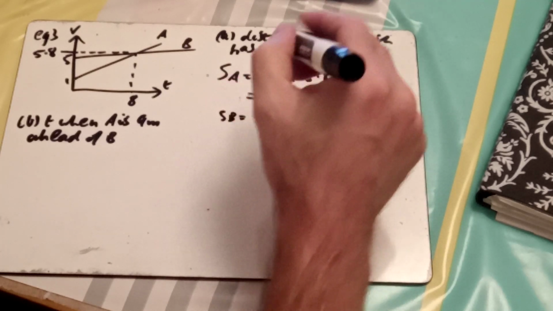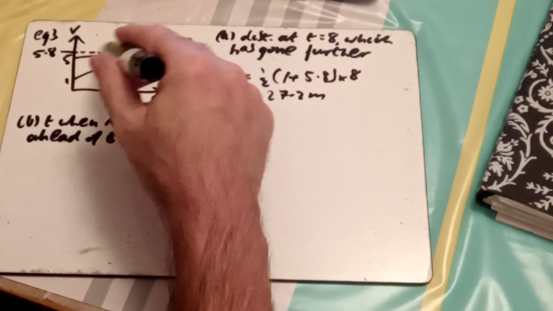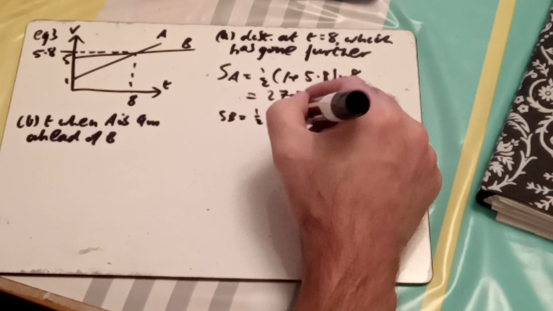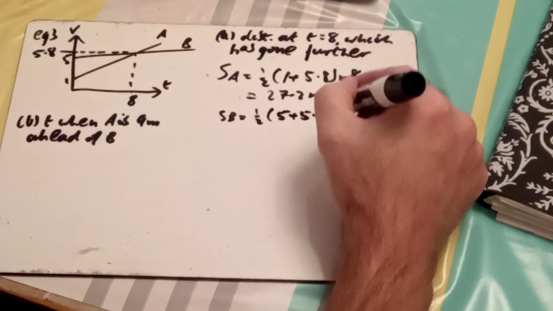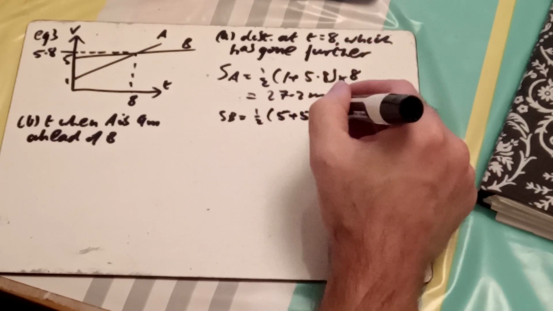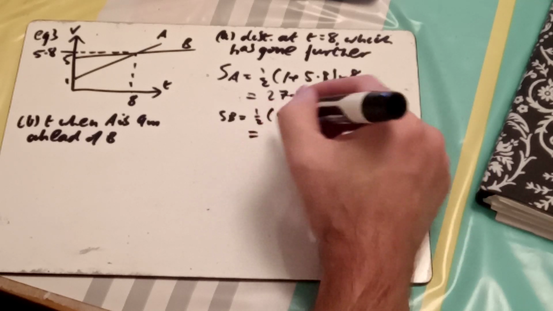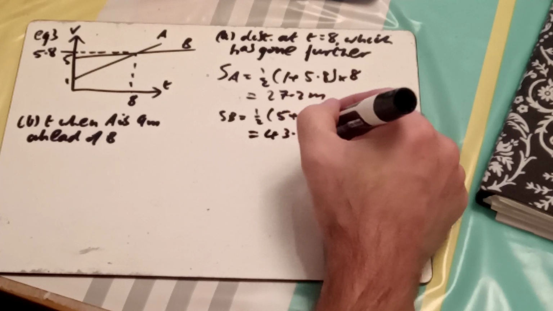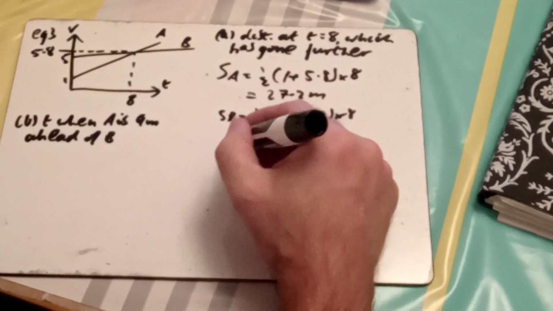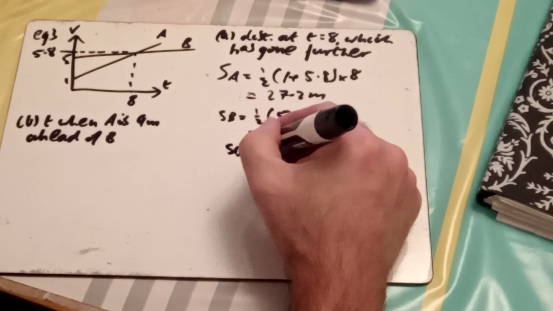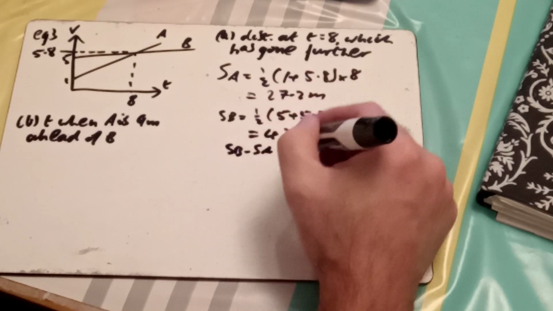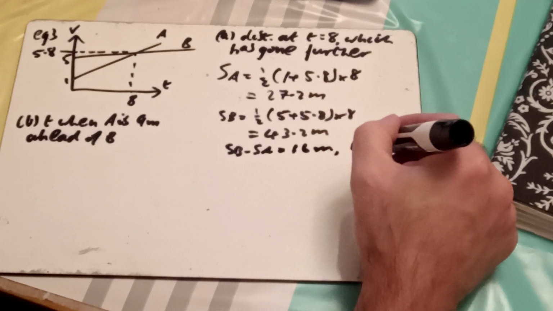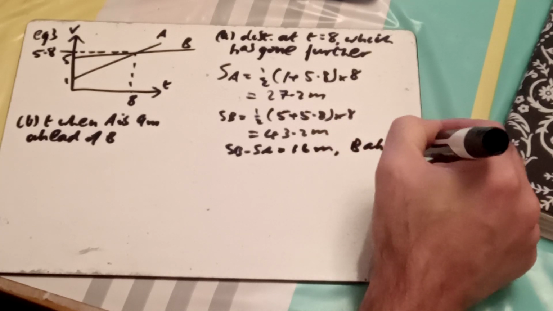Displacement of B, in the same way, is its area, from 5 to 5.8, so it's a half, 5 plus 5.8, times by the 8 seconds in between, so it's 10.8 times 4, which is 43.2 metres. Displacement between them, SB minus SA, is 1 minus the other, 60 metres, with B ahead.